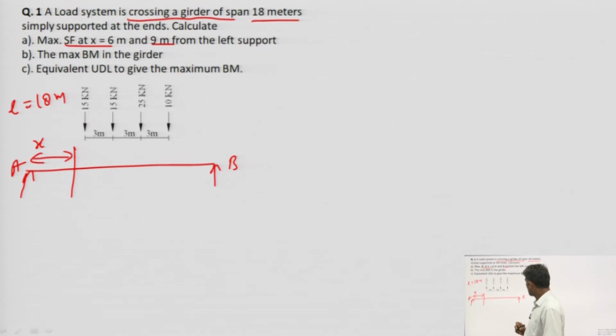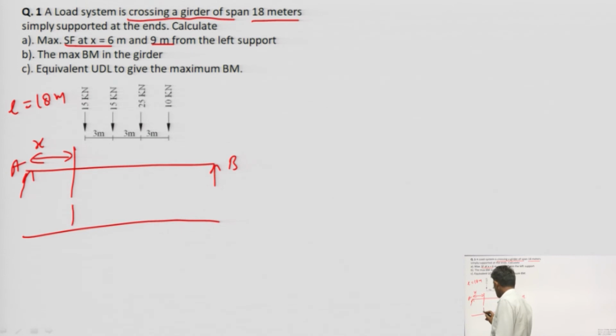So, how will it be calculated? It will be calculated as I told you in the previous question. Plot the IL for shear force diagram. The IL for shear force diagram is very simple to plot. It has this type of shape, and this value is x. So, what will be the ordinate? x by L, and x is 6. So, 6 by 18 means 1 by 3. So, it is 2 by 3, right.